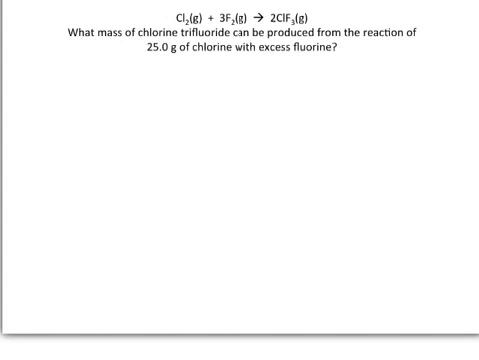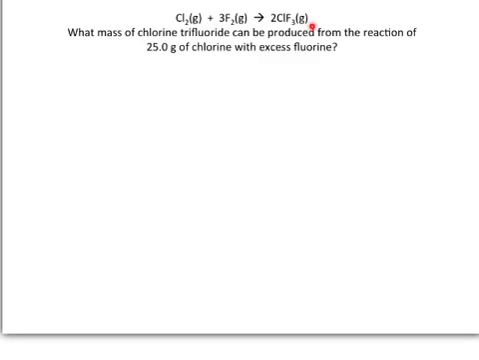Alright, this problem is similar to the last one. Only in this case, we want to know about what mass of chlorine trifluoride can be produced, whereas in the previous problem, we were asked about the moles. And instead of being given the moles of fluorine, we're given the mass of chlorine. So before I can convert between the chlorine and the chlorine trifluoride, I need to get the mass of chlorine into moles. And then once I have the moles of chlorine trifluoride, I need to get the moles into a mass. So I'm going to need the molar masses of this reactant and this product.